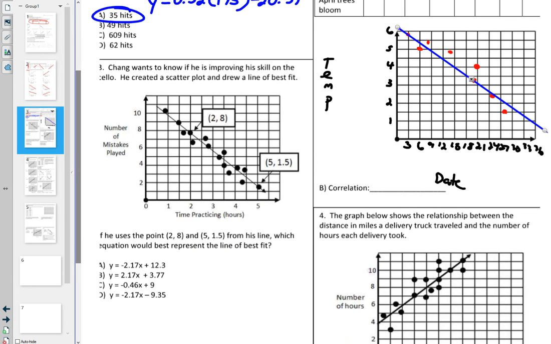Chang wants to know if he is improving his skill on the cello. He created a scatter plot and drew a line of best fit. Conveniently, they've already labeled two of the points there for you. So if he uses those points for his line, which equation?